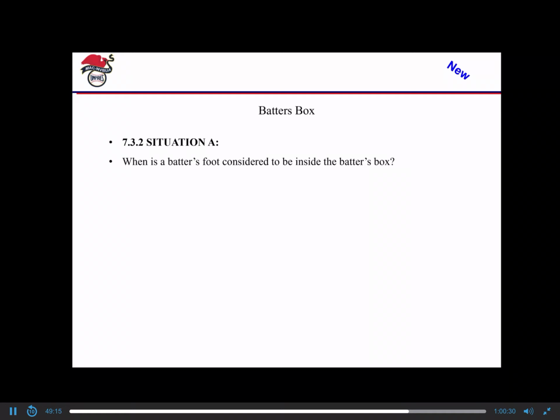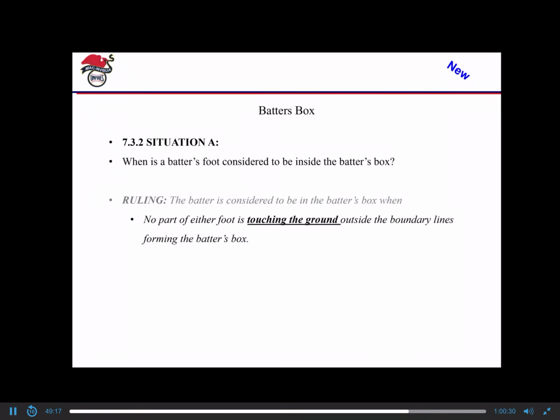When is the batter's foot considered to be outside of the batter's box? It's considered to be out of the batter's box when no part of either foot is touching the ground outside the boundary lines forming the batter's box.